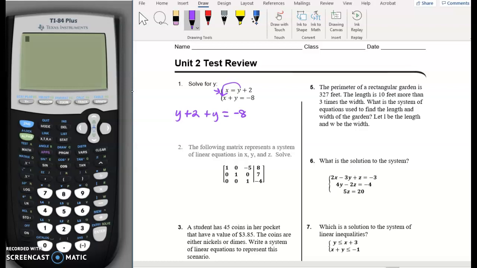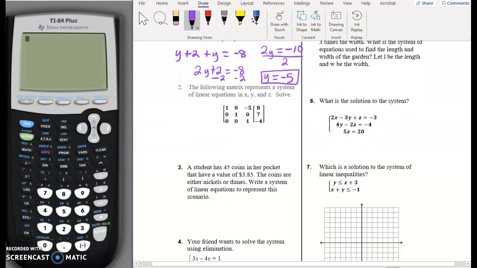And I'm going to combine my y's together, so I get 2y plus 2 equals negative 8. And now I can start solving for y. So I'm going to subtract 2. And I get 2y is equal to negative 8 minus 2, which is negative 10. Divide by 2, and we get y equals negative 5. And since I'm solving for y, this is my final answer. You could have solved this also in a couple other different ways. I found substitution to be the easiest.